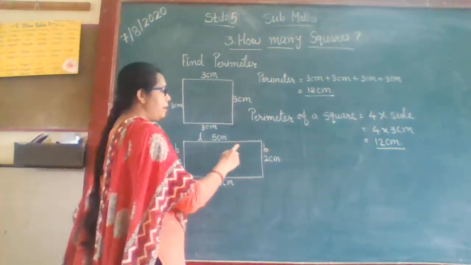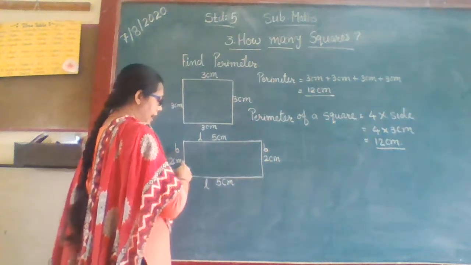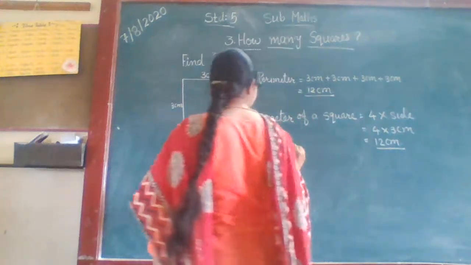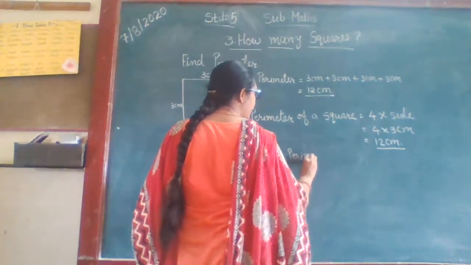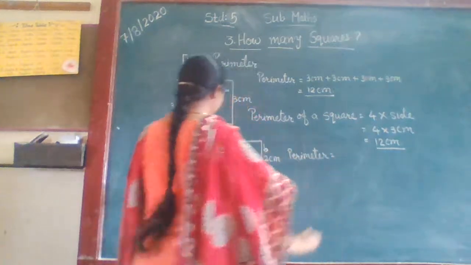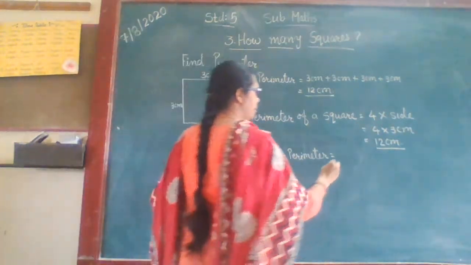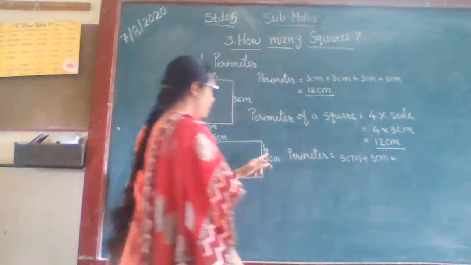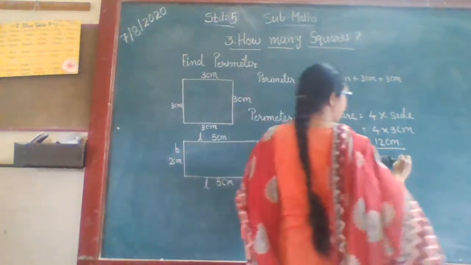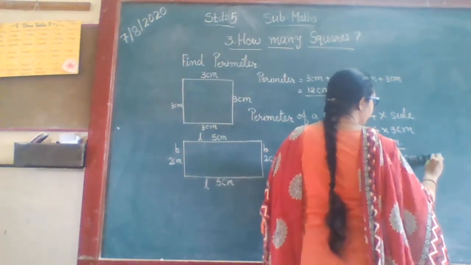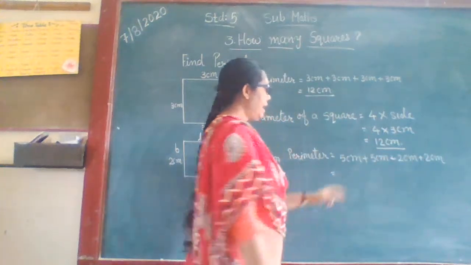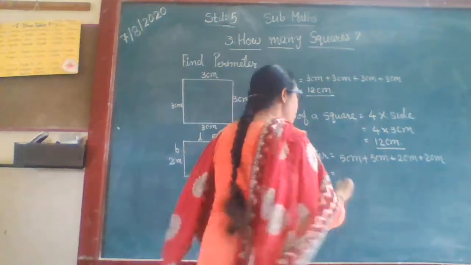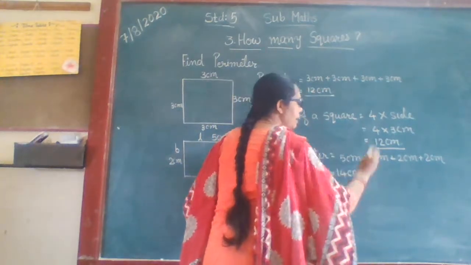Now we find its perimeter. So for the perimeter of a rectangle, what do we do? We add the length of all its 4 sides. So perimeter is equal to 5 centimeter plus 5 centimeter plus 2 centimeter plus 2 centimeter. Now we add them. 5 plus 5, 10. 10 plus 2, 12. And 12 plus 2, 14 centimeter.